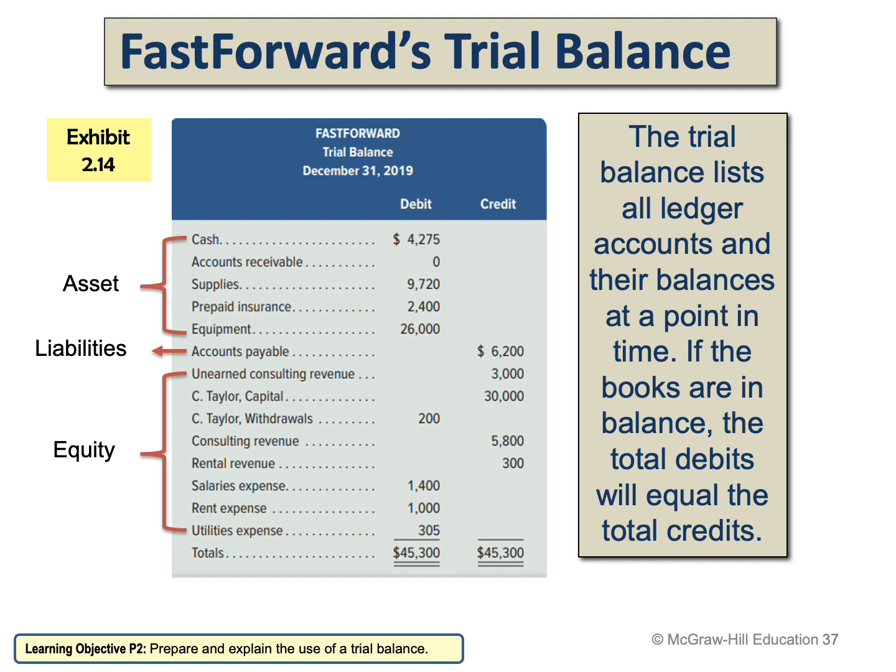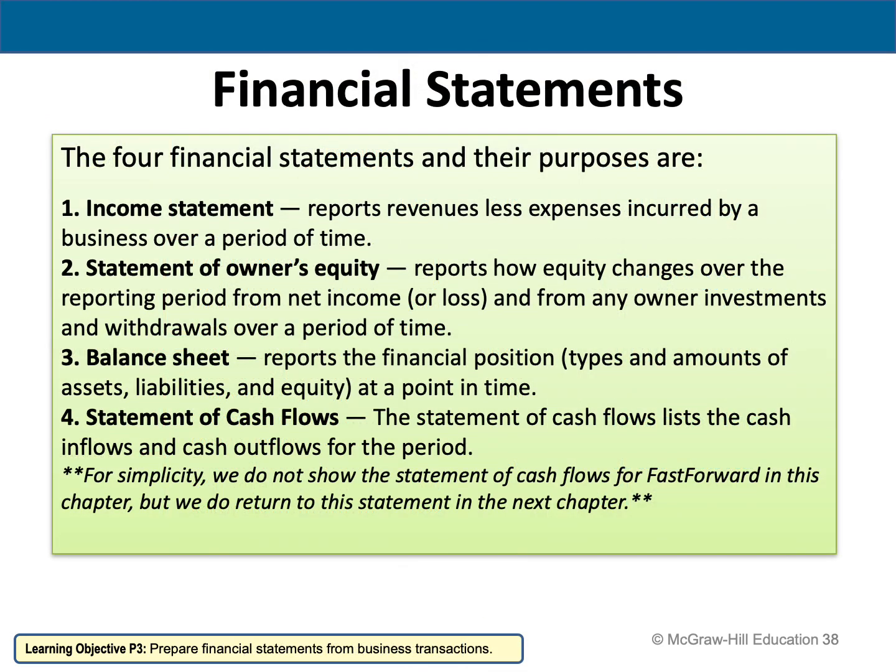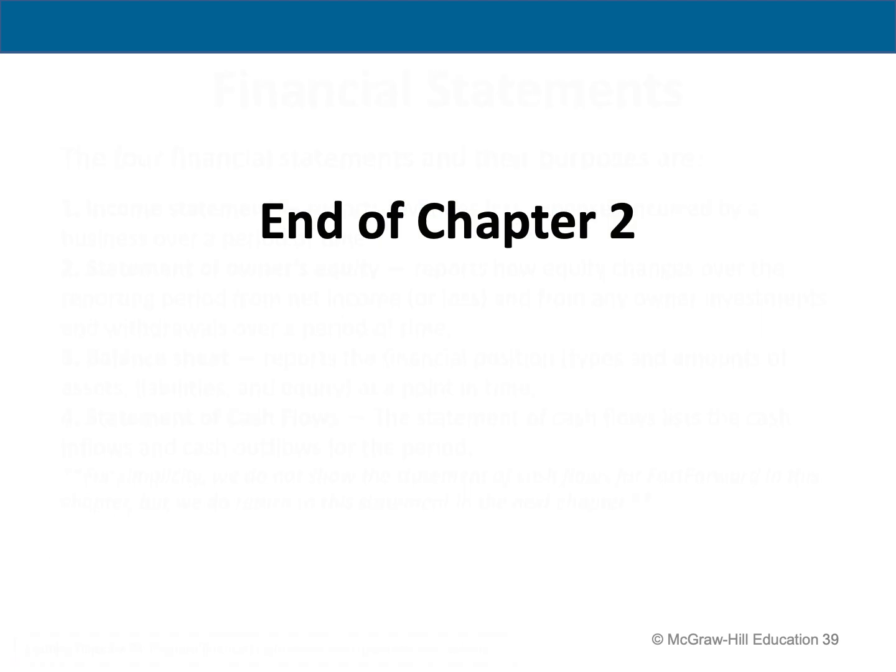So after preparing the trial balance, now you can prepare the financial statements: the income statement, the statement of owner's equity, and the balance sheet. We already learned how to do this in chapter 1. So if you still have some questions related to the financial statements, please refer to chapter 1 part 2, go back to the financial statements and read them again. And this is the end of chapter 2.